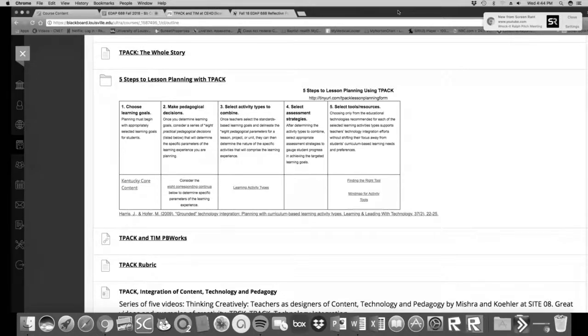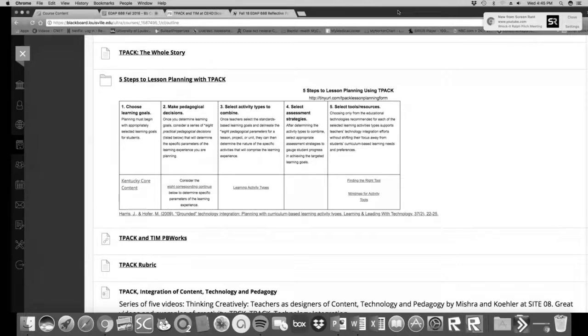Let's go back and look at these 5 steps to lesson planning with TPACK. So our first step is that we want to choose the learning goals. We know how to do that. You've been taught that since you first became a teacher. You never, never, never, one more time, never start with technology. You never do that. Otherwise, you're just using technology for technology's sake, and it really doesn't do anything.